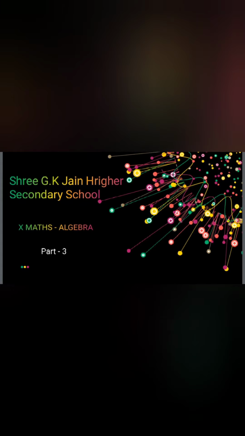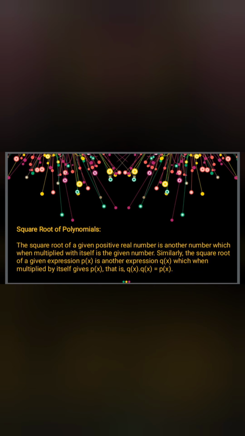Now let's see the definition of square root of polynomials. The square root of a given positive real number is another number which when multiplied with itself is the given number. Similarly, the square root of a given expression p of x is another expression q of x which when multiplied by itself gives p of x. That is, q of x into q of x is equal to p of x.